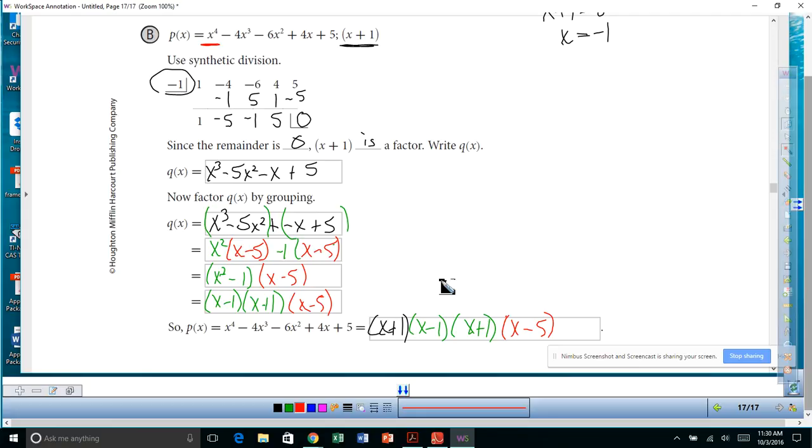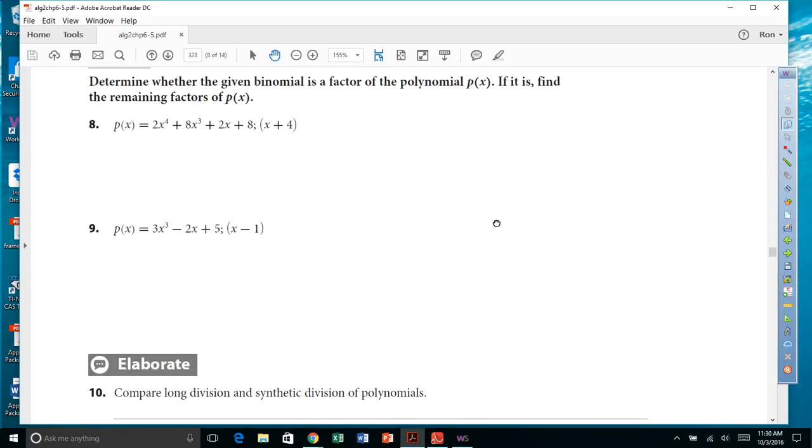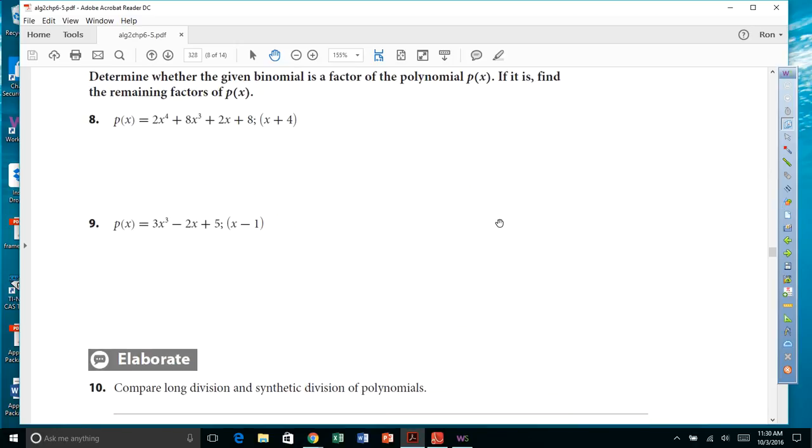All right. Let's do a your turn. It's time for a your turn. Your turn. Determine whether the given binomial is a factor of the polynomial p of x. If it is, find the remaining factors of p of x.